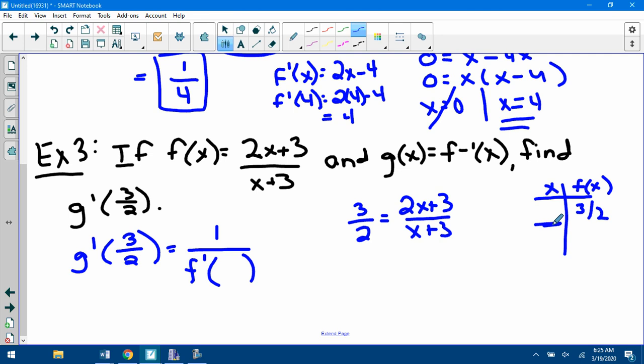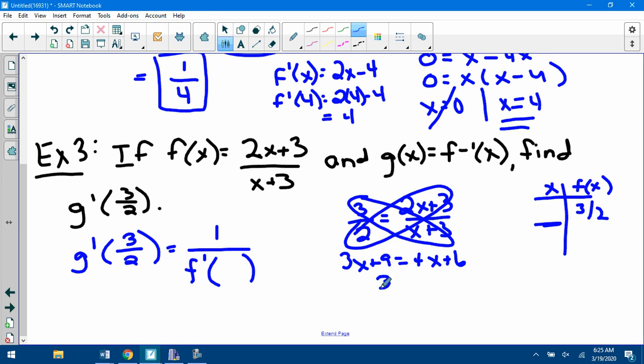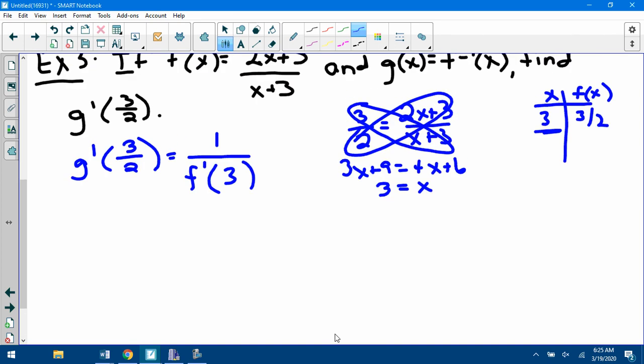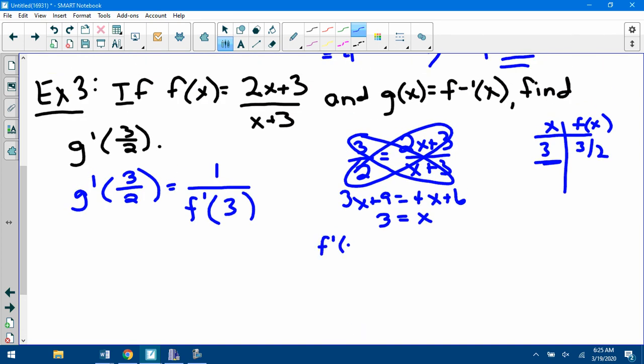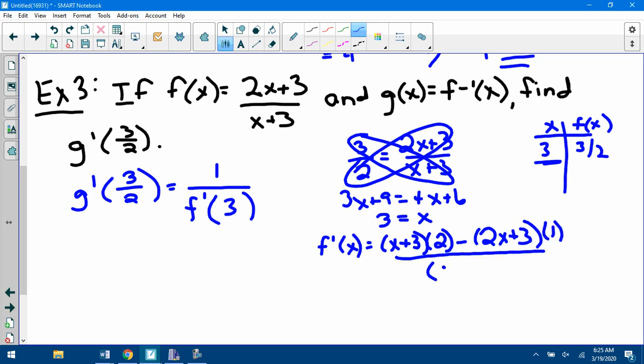Okay, let's cross multiply. We'd have 3x plus 9, I multiply there, equals 4x plus 6, I multiply there. Subtract, I get 3 equals x. Okay, so 3 was the x value that went with 3 halves. That's what goes here. Well, now to evaluate it, I got to find f prime. So I am still stuck using quotient rule. So f prime of x is bottom times derivative of the top minus the top times derivative of the bottom, all over bottom squared.